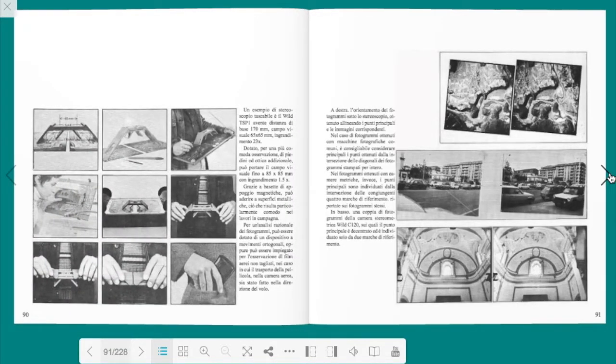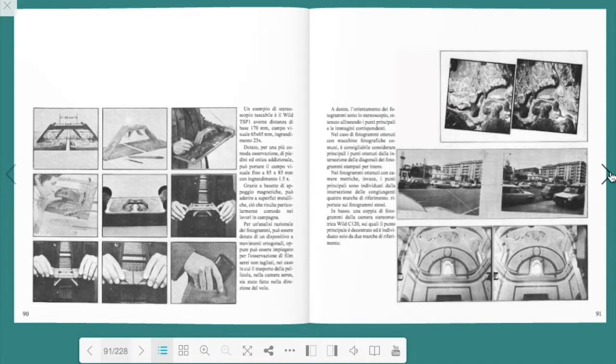Page 90. An example of a pocket stereoscope is the Wild TSP1, having a base distance of 170 mm, a field of view of 65x65 mm, and a magnification of 2.3x. Equipped for a more comfortable observation, with feet and additional optics, it can bring the field of view up to 85x85 mm with 1.5x magnification. Thanks to magnetic support bases, it can adhere to metal surfaces, which is particularly convenient when working in the countryside.